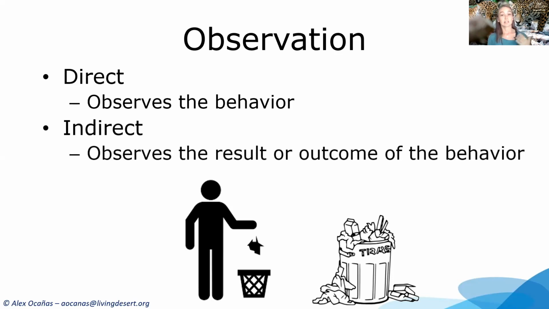Whereas indirect observation is observing the result or outcome of that behavior. In that case, I would look at the items in the recycling bin versus the items in the trash can and get an idea of how many people use the recycling bin.